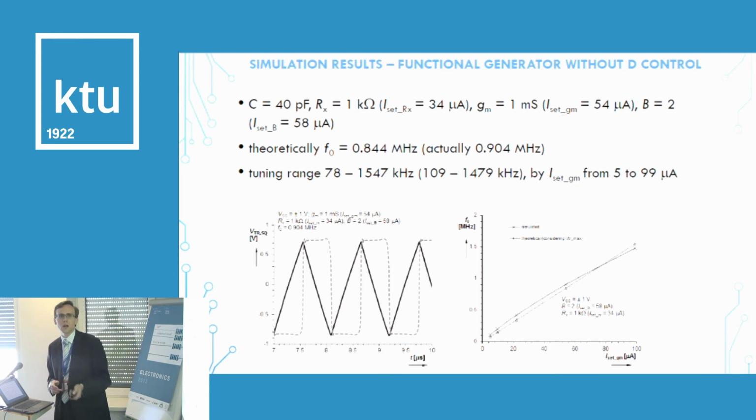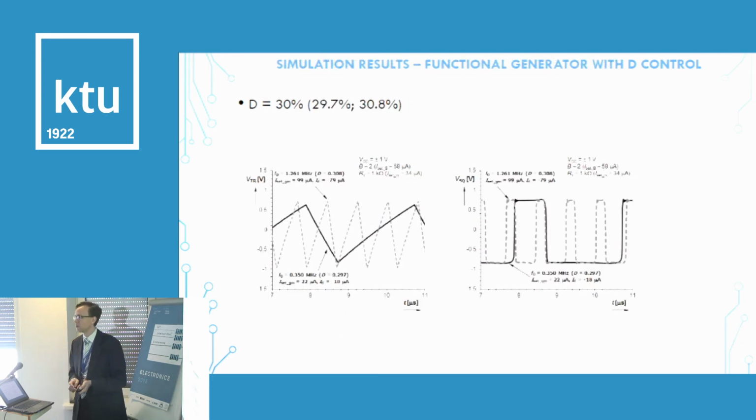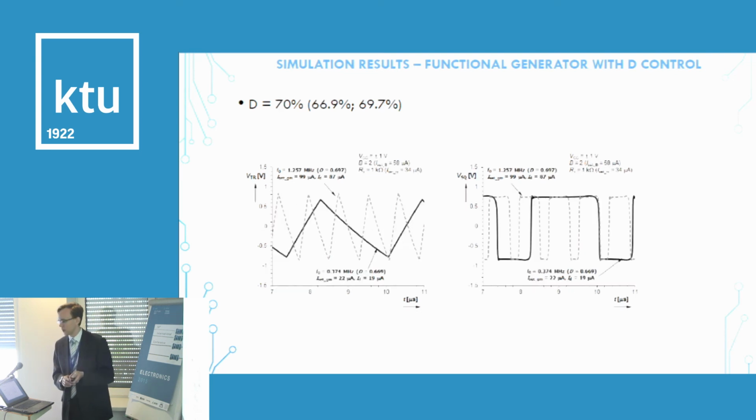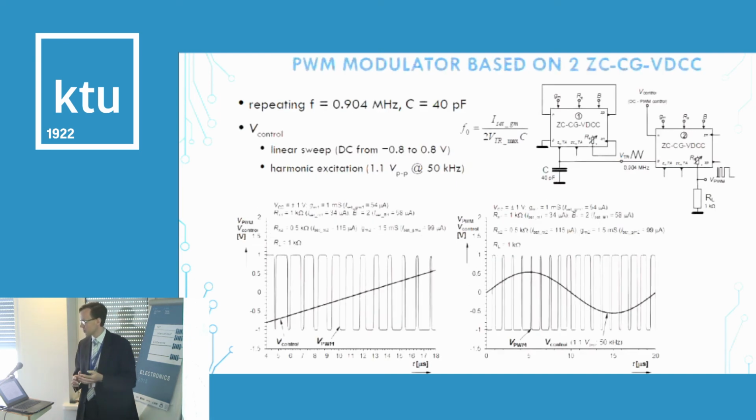The tuning range is quite large. It starts from 5 and goes up to 10 microamperes. This is the current that sets the transconductance. These results are for the duty cycle that is 30%. This graph shows the triangle. It was 1.2 megahertz, the highest GM available from the structure, and this is the square wave. Just for example, 70% results are almost as expected.